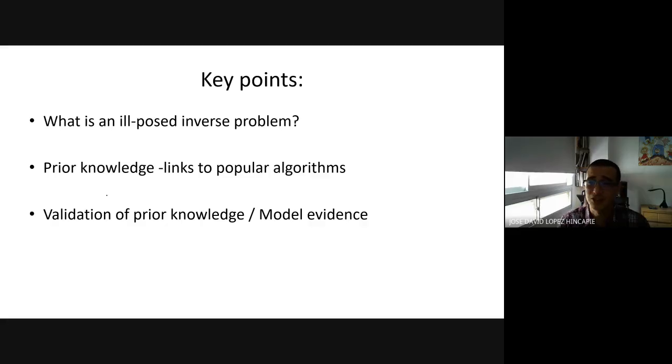We are going to begin our talk explaining what an ill-posed inverse problem is, how the way of solving this kind of problems is including prior knowledge, and we will see the prior knowledge that popular algorithms usually use. Then we will see a way to validate these possible solutions and choose the best one.